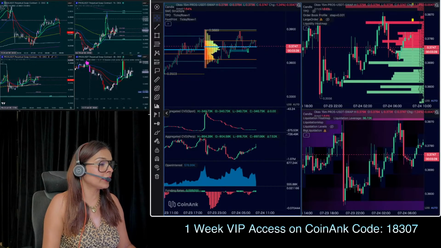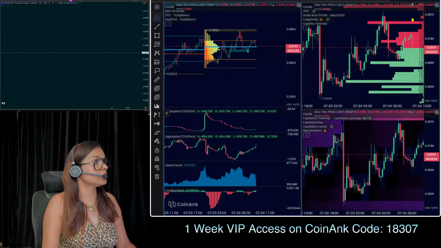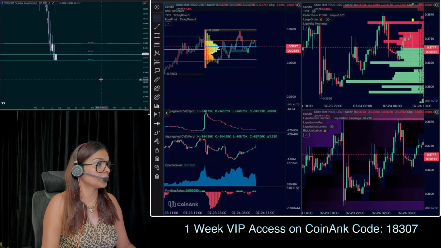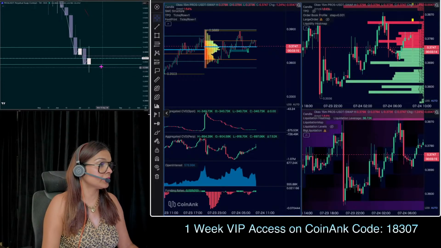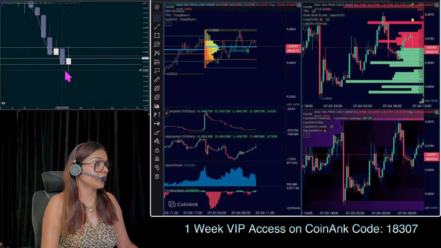First, we're going to look at the daily. So I'm just going to make that bigger. Let's look at the weekly first, just to see what price is doing. So on the weekly, we are on Friday. It seems as if we have a reversal here.